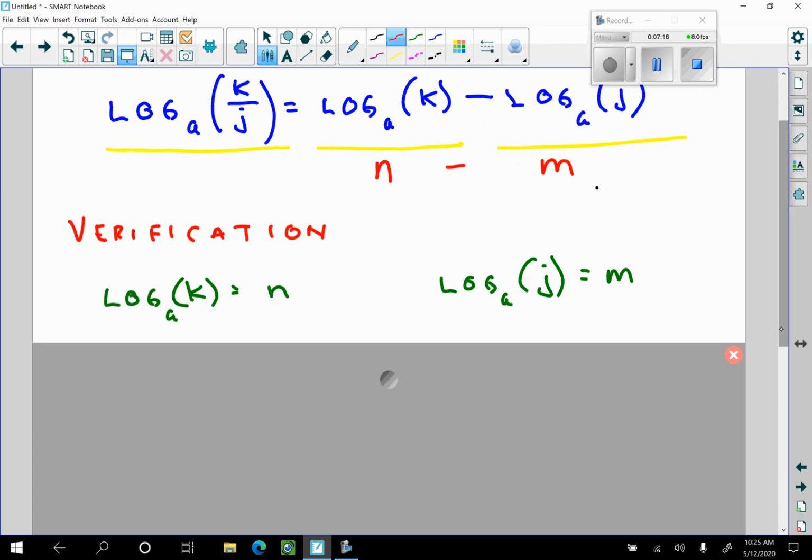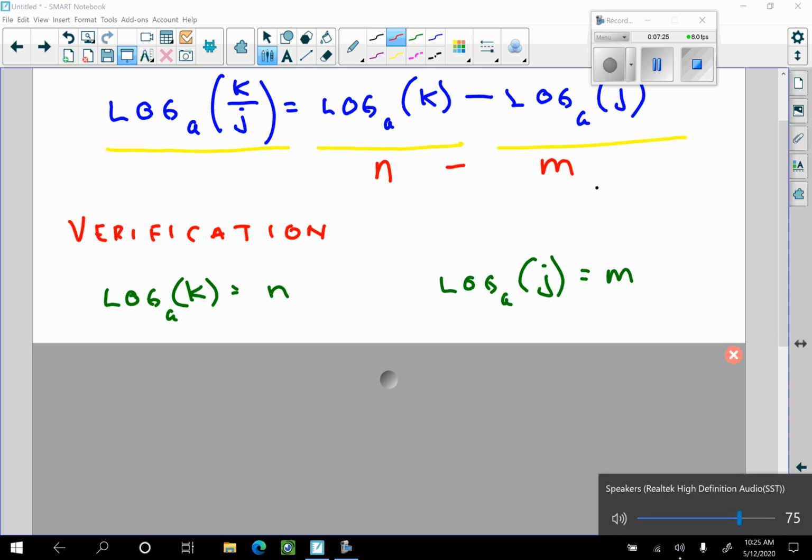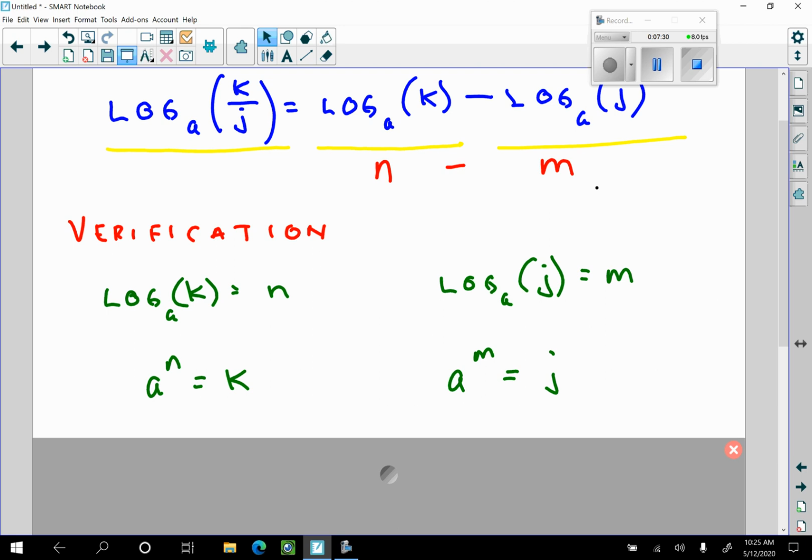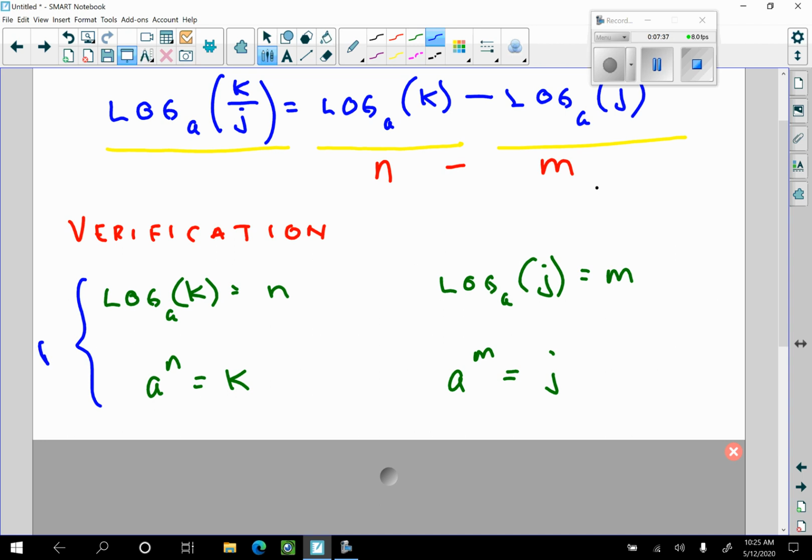Alrighty. And what do you think we're going to do? We're going to do this. It's going to be the same type of verification as we did previously in this video. Well, we're going to try to get this screen down there. By definition, this, ladies and gentlemen, is the definition of a logarithm. Definition, what do you know? Well, a to the n is equal to k, and a to the m is equal to j. This is by definition of a logarithm.